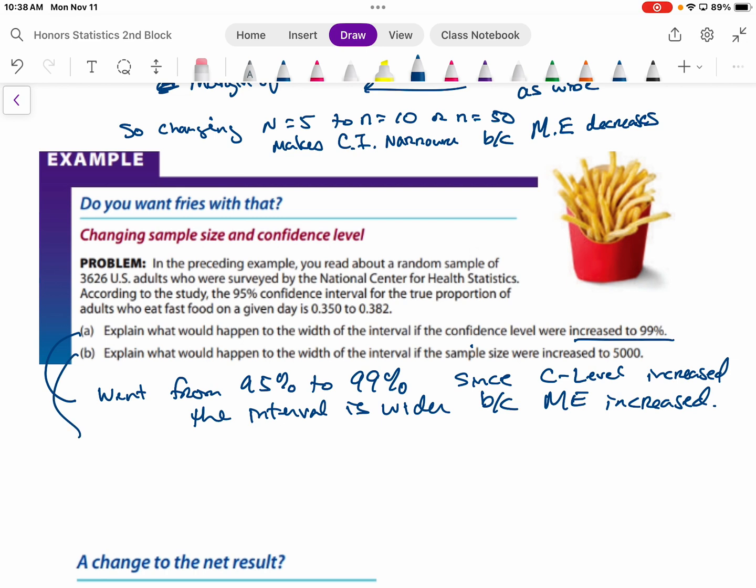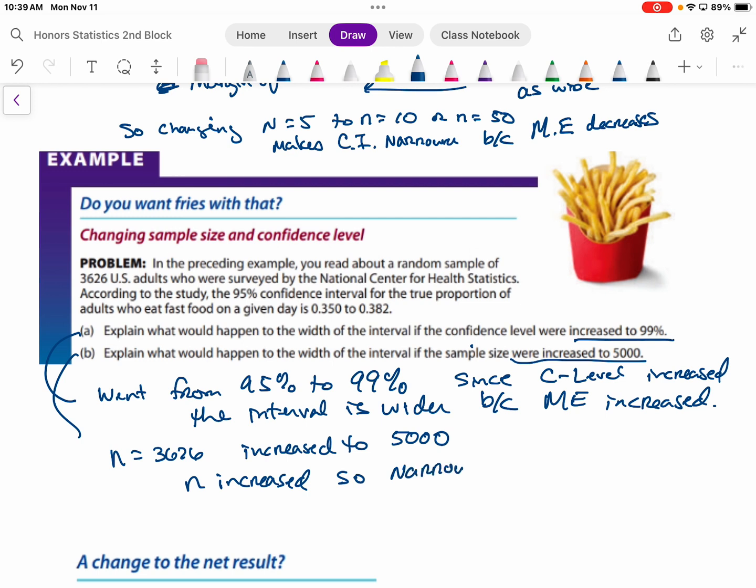Part B, explain what would happen to the width of the interval if the sample size was increased. So n is equal to 3626 increased to 5,000. n increased, so it is narrower because margin of error decreased.